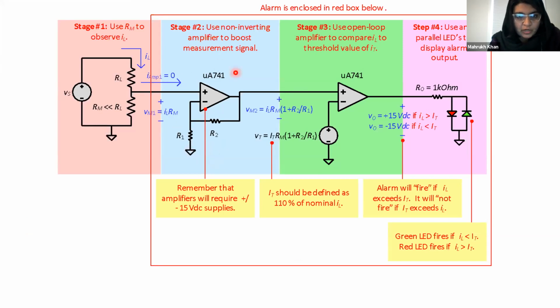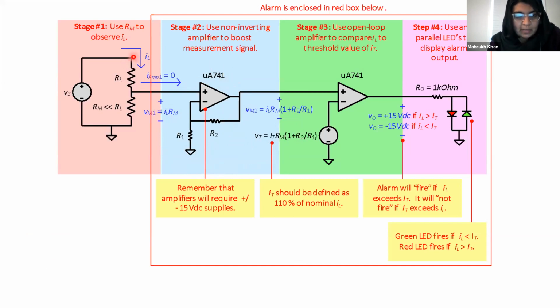So yeah, that's what we are doing here. We are using it in a non-inverting configuration. If you have worked on an op-amp before, you know that the gain of a non-inverting op-amp is 1 plus R2 by R1. We will explain it later. But here we are using it in a non-inverting configuration.